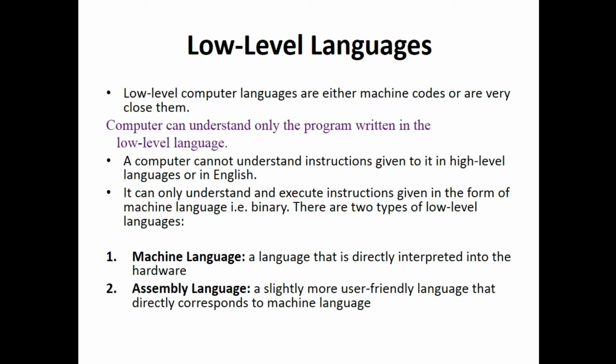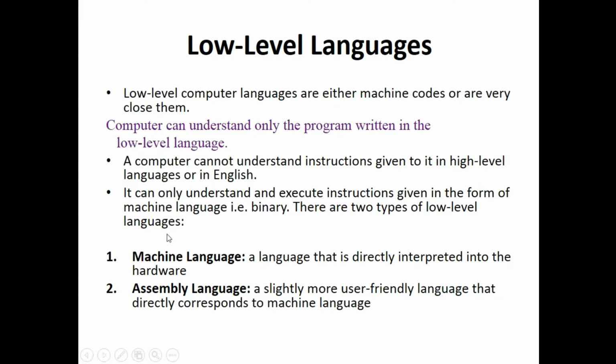Like if we say, hey computer, go and perform the addition of a plus b, it will not give the result because it doesn't understand the meaning of this sentence. Instead, if we give something which is understood by the computer, whether a sequence of zeros and ones or assembly code, it will give us the response. So it can only understand and execute instructions given in machine language, that is binary.